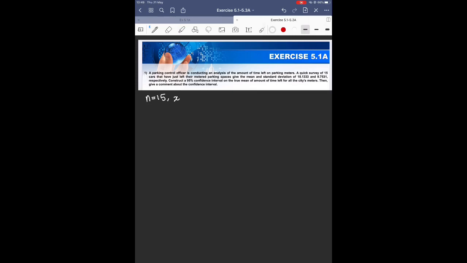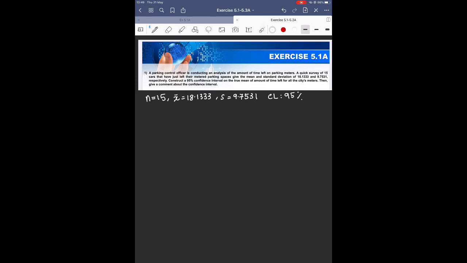So the mean is x bar because of the sample: 18.1333, and the standard deviation is 9.7531. Construct a 95% confidence interval. So confidence level 95%.